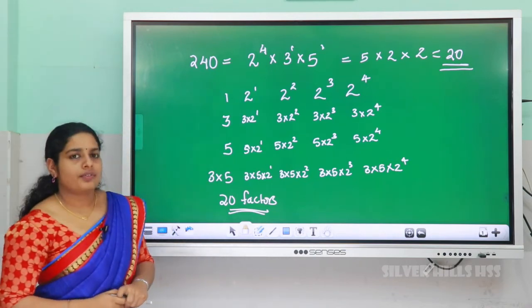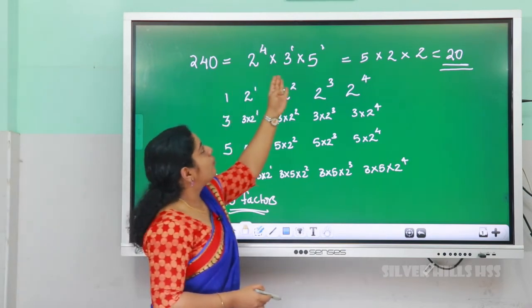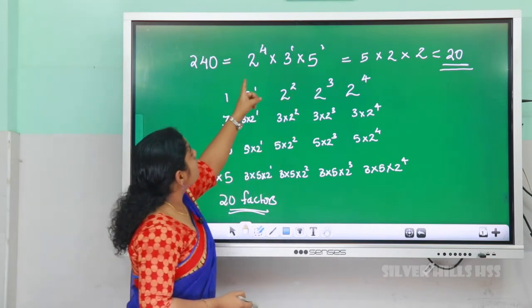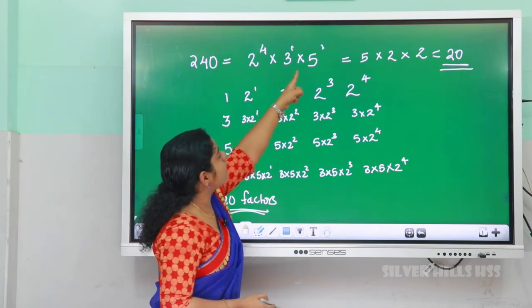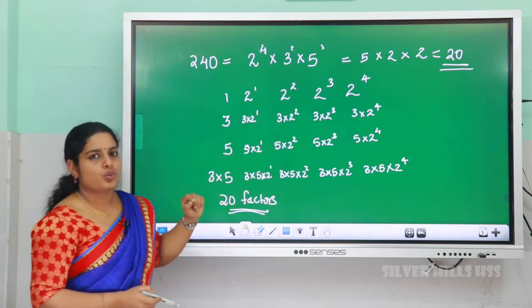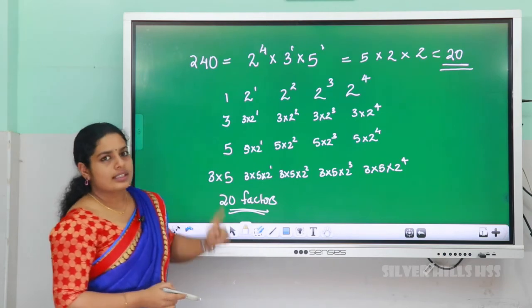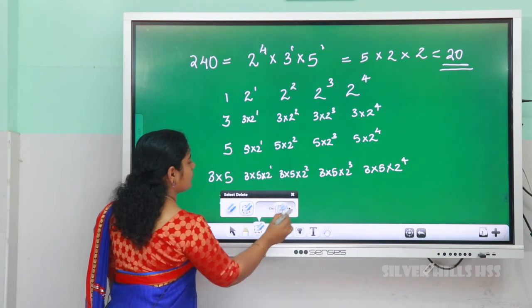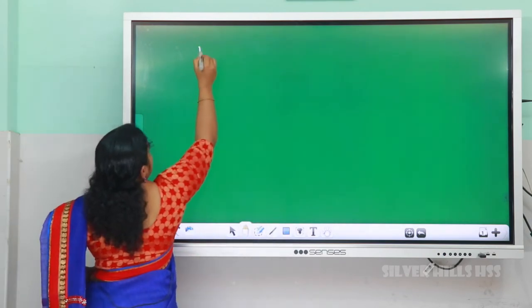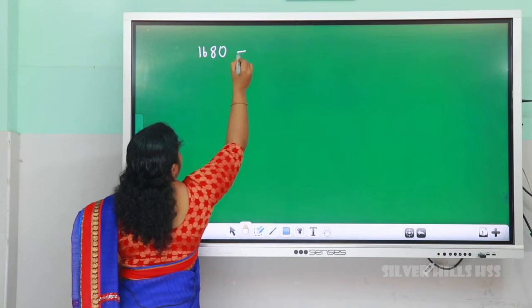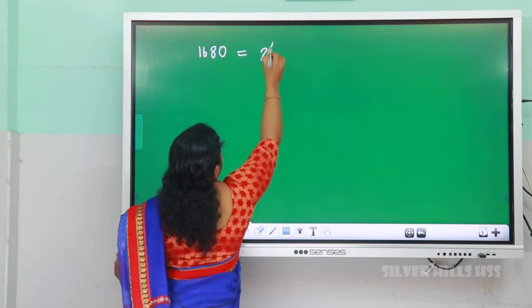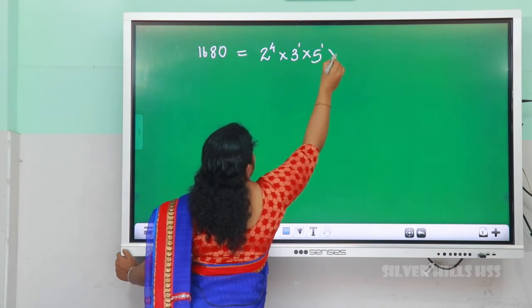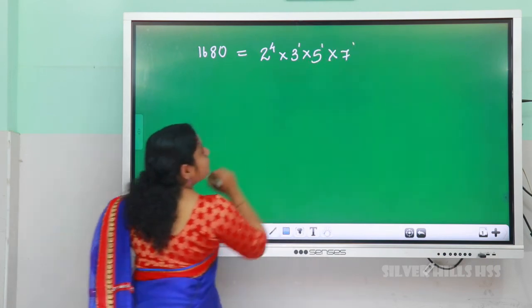Now what if we take another number containing 4 different prime numbers for that? Let's take 2 raised to 4 into 3 raised to 1 into 5 raised to 1 into 7 raised to 1. Okay, then it will be 1680. Let's take the number 1680. Now when we prime factorize, we get it like this: 2 raised to 4 into 3 raised to 1 into 5 raised to 1 into 7 raised to 1.